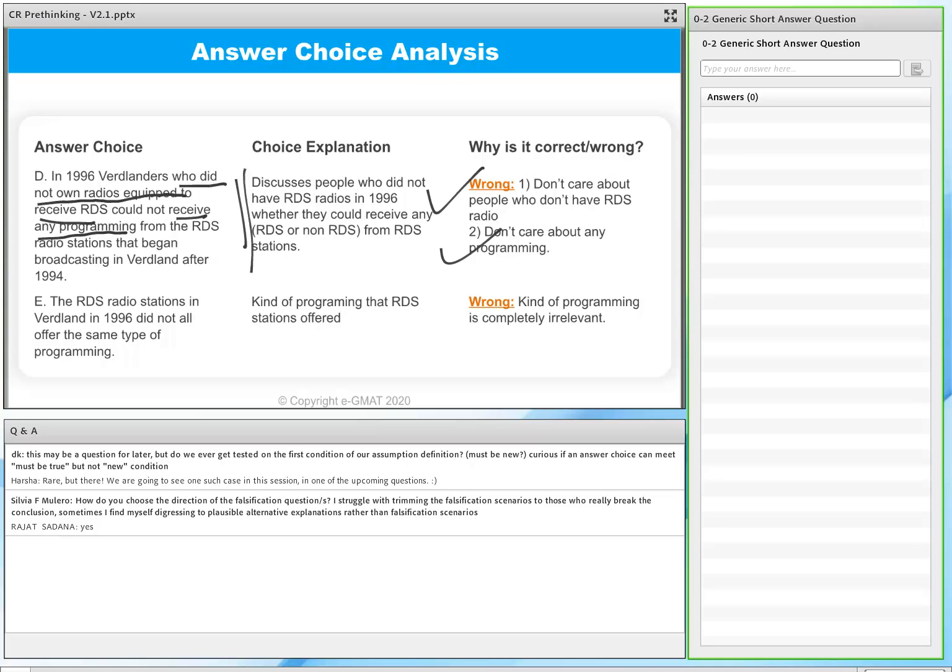e-GMAT students, in the pre-thinking set of files, we have something about segments. You have a pre-thinking file which addresses just segments. This kind of error is what it tries to avoid. You should think about segments of population here. Why? Because that visualization is really important to build. This is talking about a segment I don't care about. It cannot be my assumption. Does that make sense?